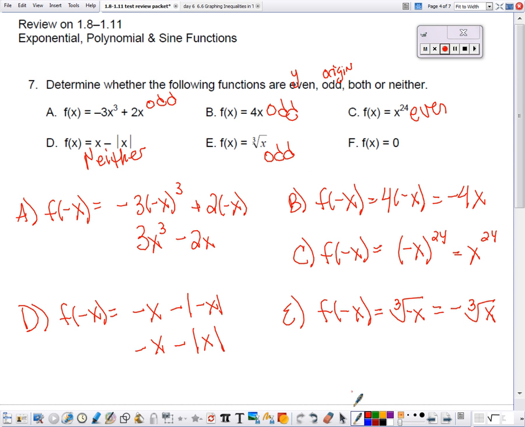And now for F, I'm just going to sketch a graph. Y equals 0 is a horizontal line here at 0. So that's actually both even and odd. Has origin symmetry and y-axis symmetry.